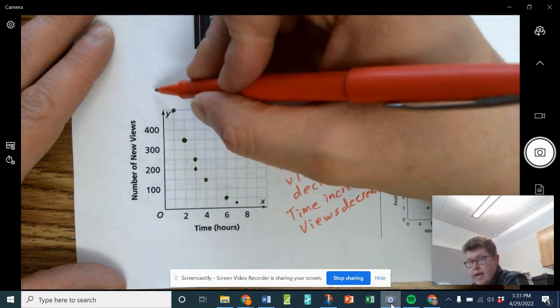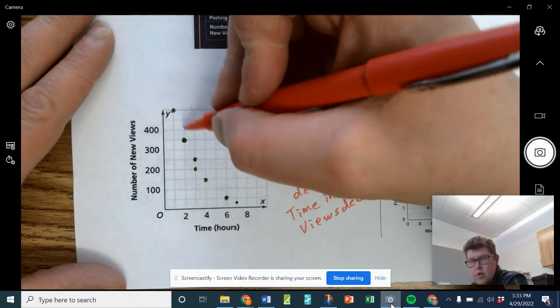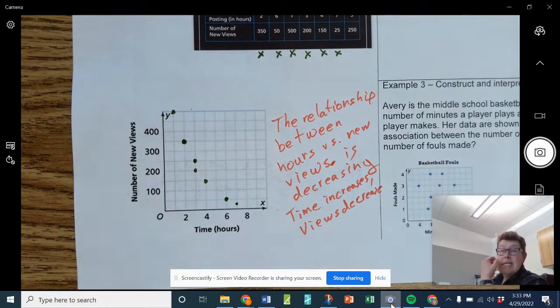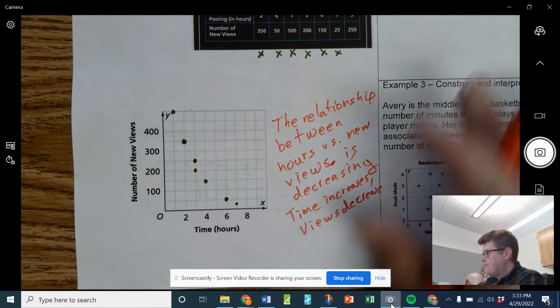If you were to draw a line that represented this, your line would go down, it would have a negative slope. So that's what I mean by decreasing. Okay.